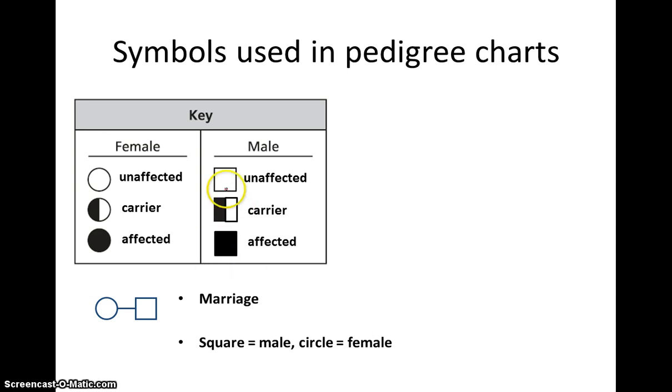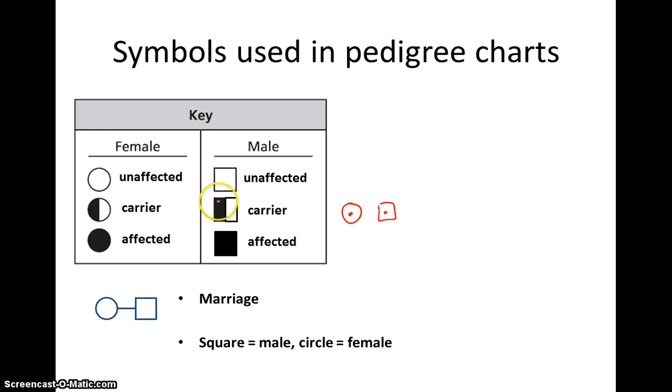Sometimes too, you may also see something that looks like this, either a circle or a square that's half shaded in, or you may even see this where it's like a circle with a dot or a square with a dot. Those are going to be what's called a carrier, and those are essentially heterozygotes. That means they have one copy that's recessive and one that's dominant in most cases. We will not see those in all the pedigrees, but if you see it, that's what it means.